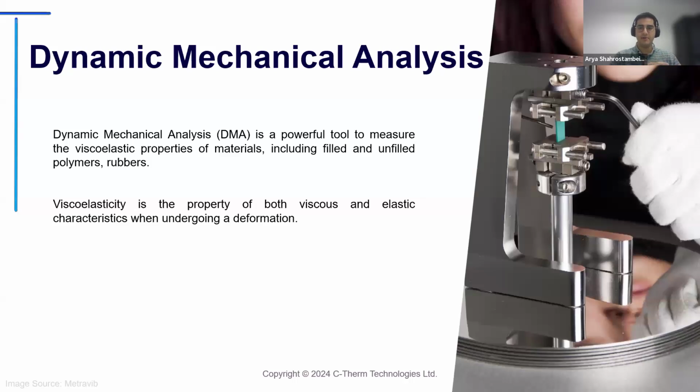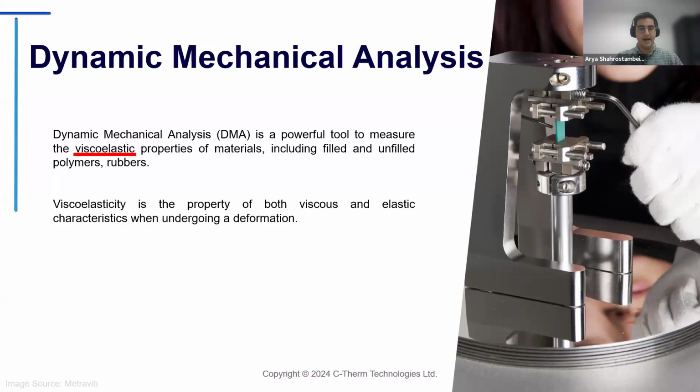So let's talk about dynamic mechanical analysis and what this testing method is. Dynamic mechanical analysis, or DMA, is a powerful tool to measure the viscoelastic properties of materials, including filled and unfilled polymers, rubbers, and other soft materials. Viscoelasticity is the property of having both viscous and elastic characteristics when undergoing a deformation, which is the basis of the DMA test.